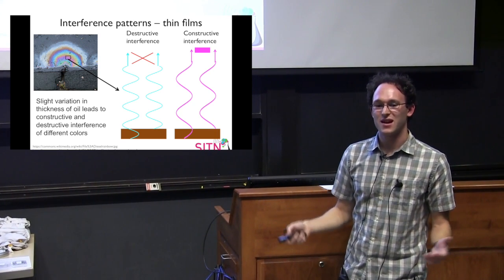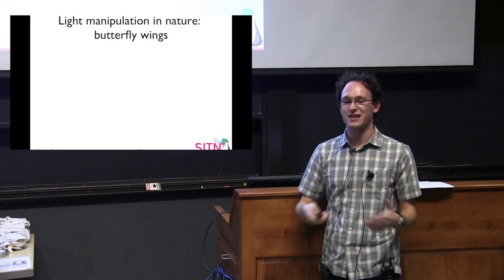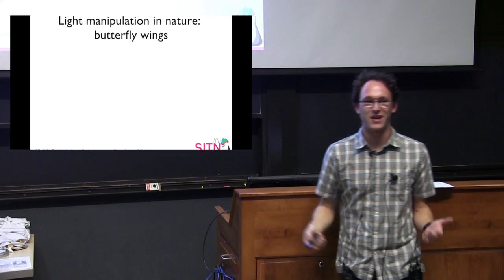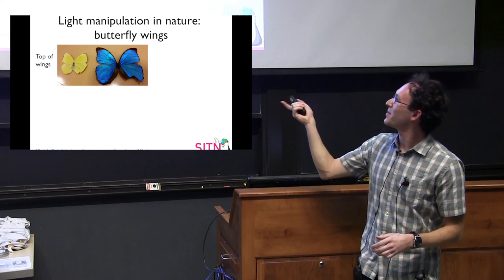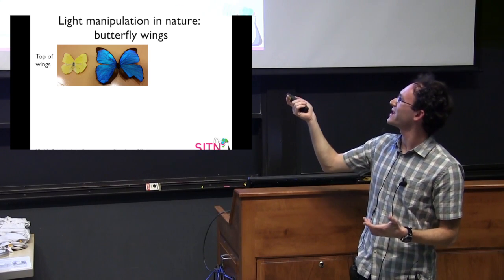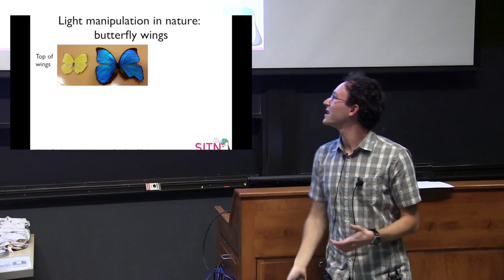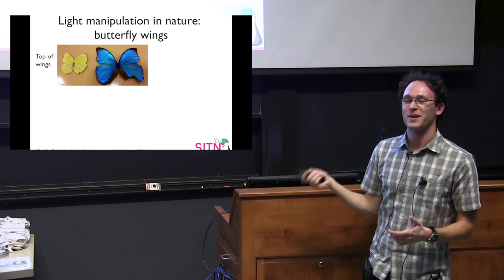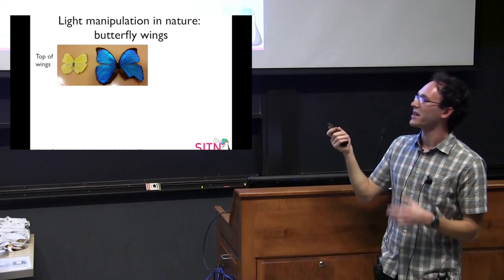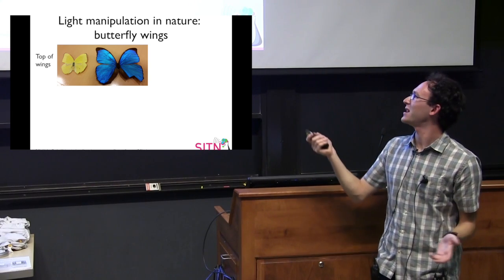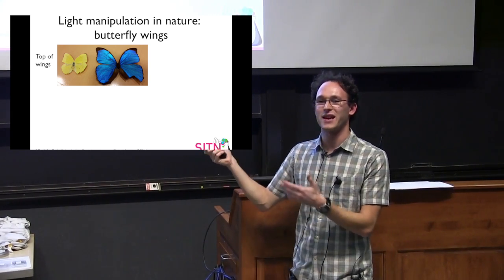So the last thing I'm going to talk about is how nature actually manipulates light to its own advantage, and that's in butterfly wings. So here's the top of two butterflies. Their wings, one is yellow and one is blue. This yellow is called pigment color, and it actually comes from a dye inside the wings that absorbs all light except for yellow and reflects yellow light. So you end up seeing a yellow color.